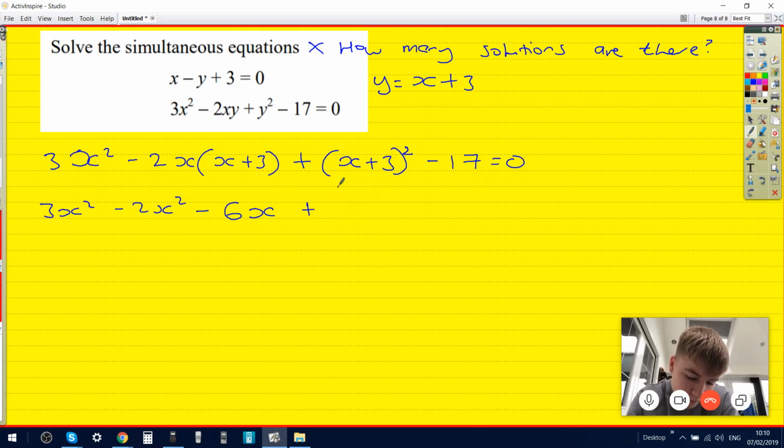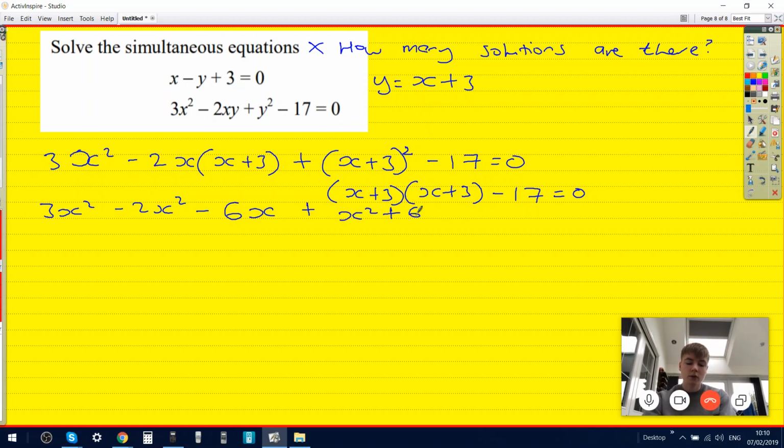So squared means times by itself. So if we wrote that bracket twice, 3x, sorry, no, it's inside. Plus 6x plus 9. Yes, you got x squared plus 6x plus 9. You've got your minus 17 at the end.